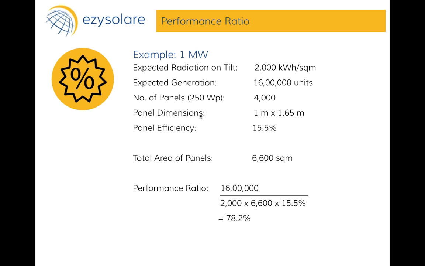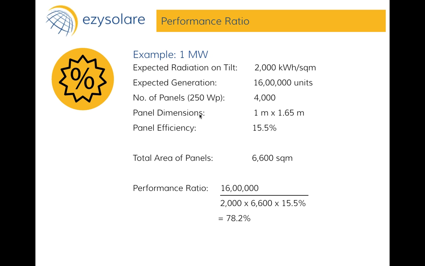So again, example that you have a 1 megawatt power plant. Say you had expected a radiation on the tilt to be 2000 kilowatt hour per square meter. The radiation is typically measured using an instrument called pyranometer. It's a standard instrument. The best supplier probably for that is a company called Kipp & Zonen. So you measure this radiation, or you expect this radiation to be 2000 kilowatt hour per square meter. The expected generation that you have is say 16 lakh units. The number of panels that you have for a 1 megawatt, assuming it's a 250 watt panel, is 4000 panels.